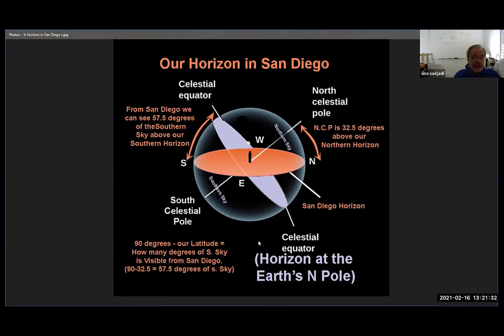If I asked you, while showing you this, if you live in England, 55 degrees north, how many degrees of southern sky is visible from England? You would say how many degrees? 35 degrees. 55 would be 35 degrees.